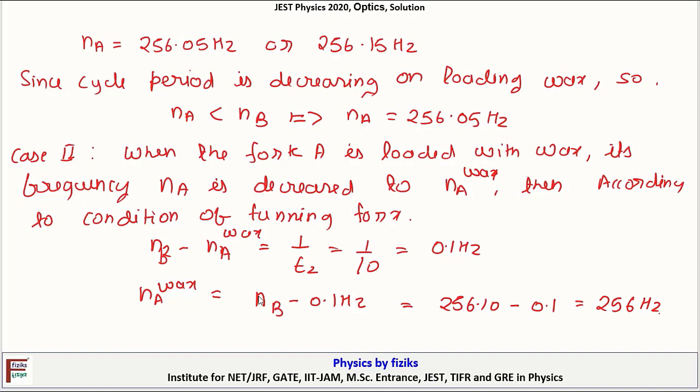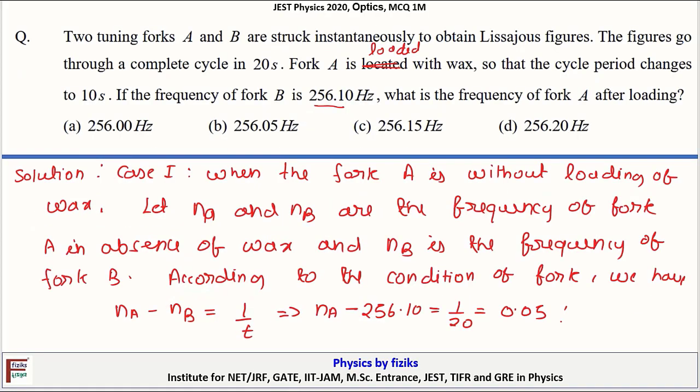So the frequency of fork A after loading wax is 256 Hz. Let us check our options. Which option is correct? That means option A is correct for this problem.